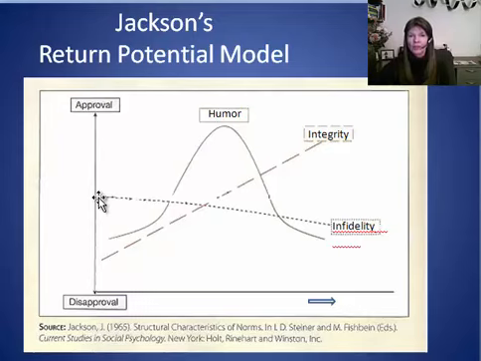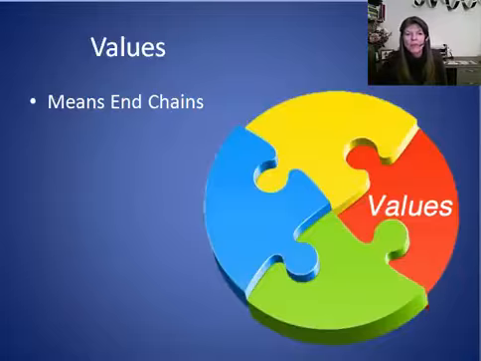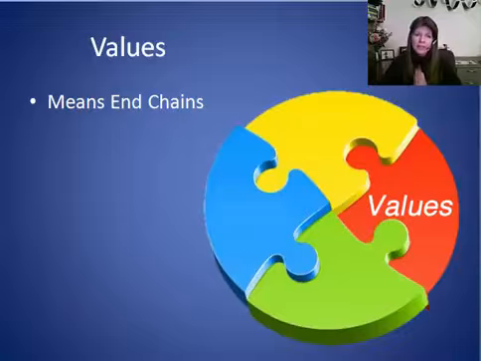So Jackson's return potential model can be used to look at values like humor and integrity, and also to identify norms. So remember, values refer to what is important and meaningful to us. So think about this. Which is more important to you, freedom or justice? I want you to pause the video for a moment and decide freedom or justice, and then click it back on. Pause now.